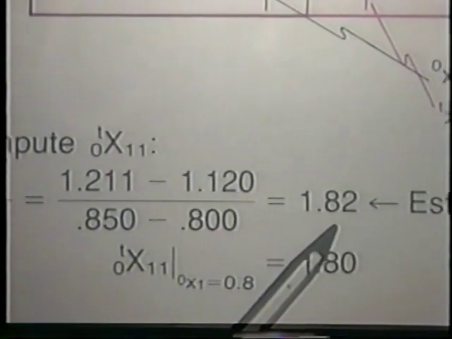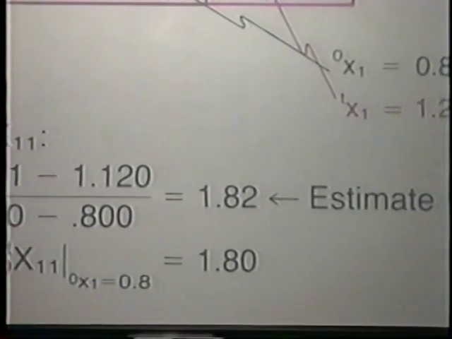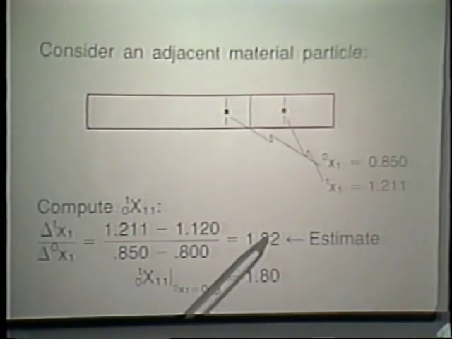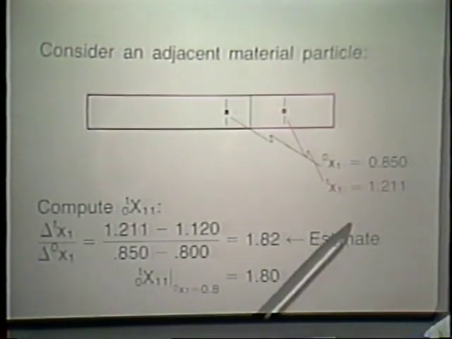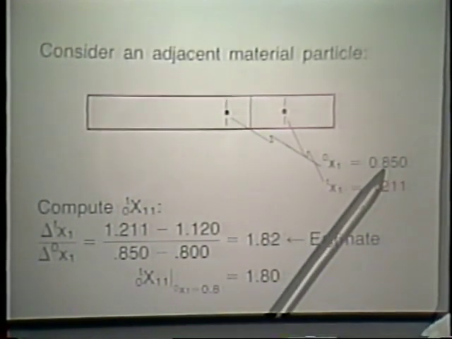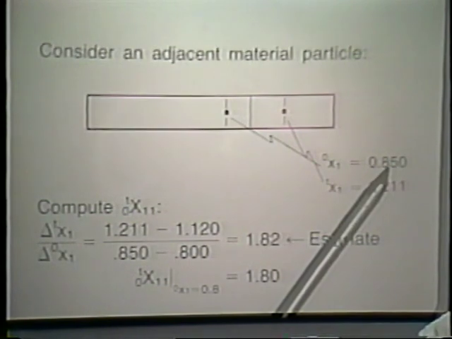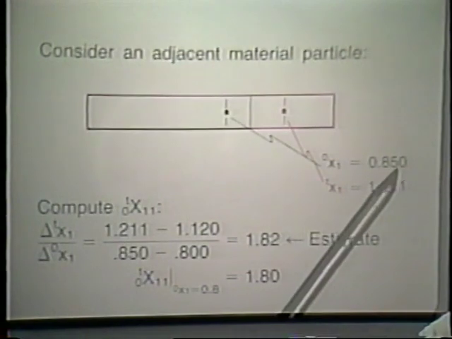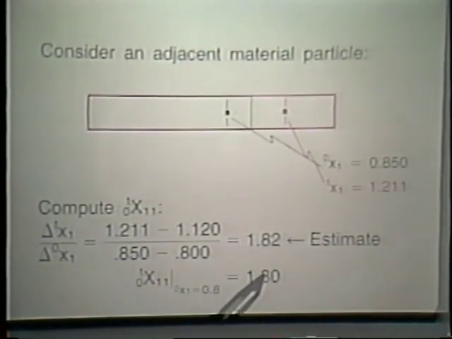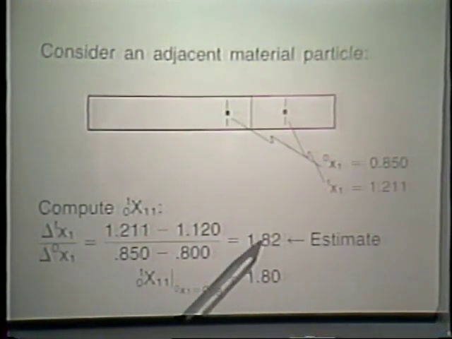Of course, this is an estimate because we did not take a differential. If we actually calculate the deformation gradient the way it's being defined, we get 1.80, which is quite close to the estimate here. The reason for that difference, of course, is that 0x1 for this particle is not close enough to the earlier particle, the other particle that we also looked at. In other words, 0.850 is not close enough to 0.8 in order to get a very close relationship here between these two numbers.